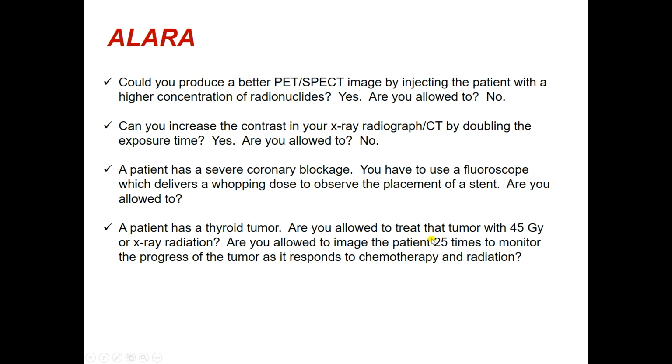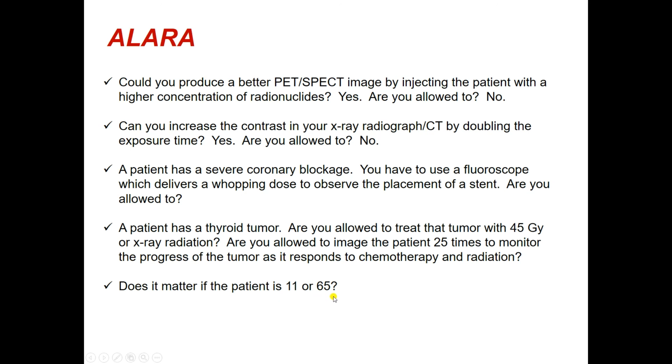Are you allowed to image the patient 25 times to monitor the progress of the tumor? Yeah, you can do that too. Does that dose from 25 X-rays or CTs start to build up? Yes, it does. Is it a non-zero dose? For sure. But you are allowed to do it because you need to be tracking, is that tumor responding to the radiation you're giving? That's a very reasonable thing to want to do. So ALARA does not mean zero dose. It does not. It just says what is reasonable and what's the minimal amount that will allow you to do what you want to do.